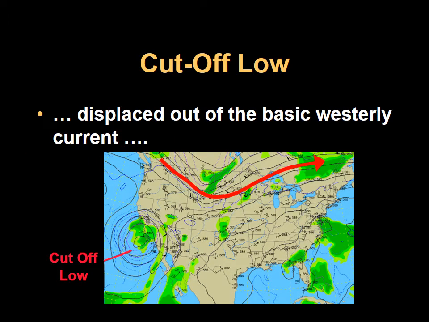Second part, it's displaced out of the basic westerly current. So looking at the strongest winds across North America, you can see that they enter in British Columbia, move across Montana and Wyoming, and of course North Dakota, and back up into Canada. So that's the main west to east flow, or the westerly current. And this low pressure system is sitting there spinning off the coast of California. So that means that it's not really moving with the westerly current.